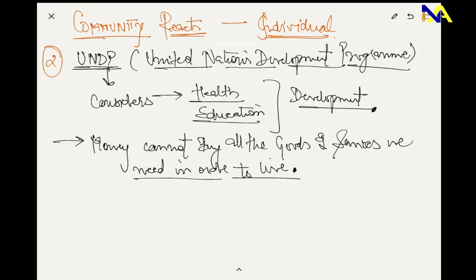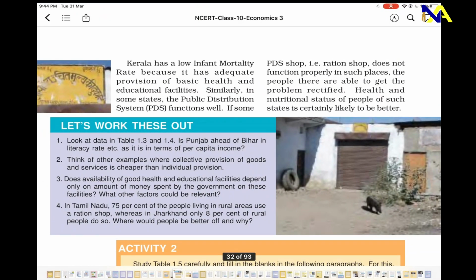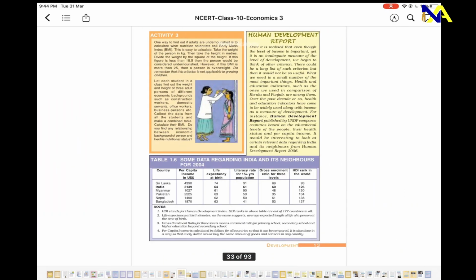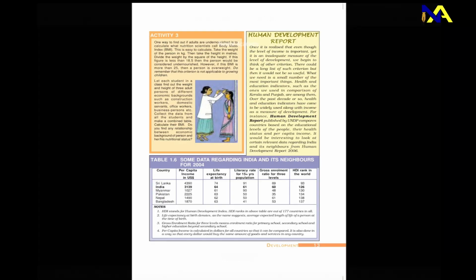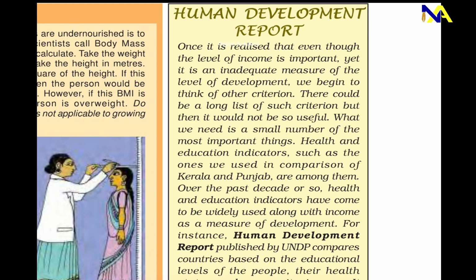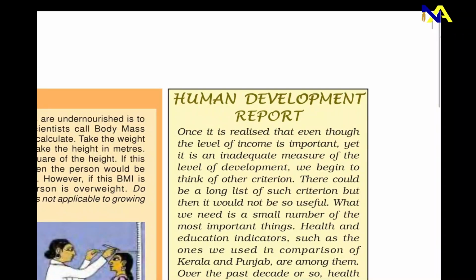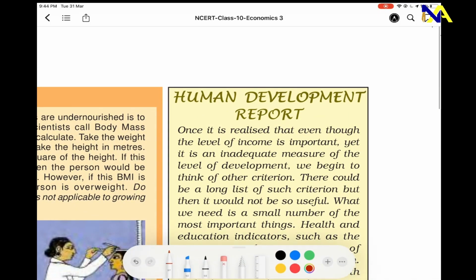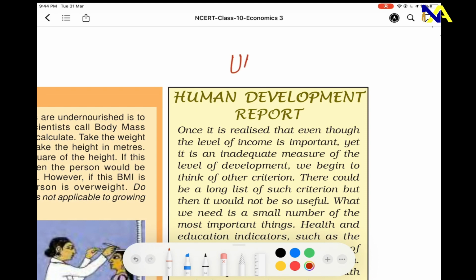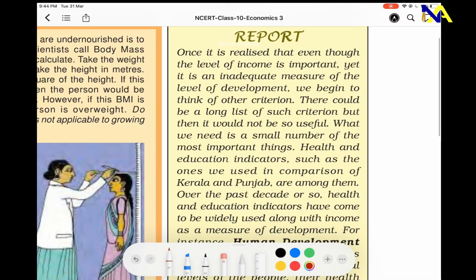Now we will move on back to NCERT for reference. Although we don't use NCERT quite a lot in the classes, now for reference we will go here, and we are talking about the Human Development Report. This report is published by, as we have already discussed, UNDP, the United Nations Development Program, and we need to go through this.